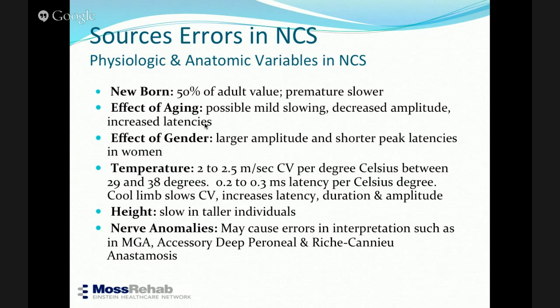Temperature, that's a very important point. We talked about 2 to 2.5 meters per second for conduction velocity, and then 0.2 millisecond latency per Celsius degree. A cool limb slows down the conduction velocity, and increases the latency, duration and amplitude. A lot of the times that last piece is missed. When you have a slowing of conduction velocity, increase in latency, increase in duration, you're thinking it decreases in amplitude, but actually it increases in amplitude.